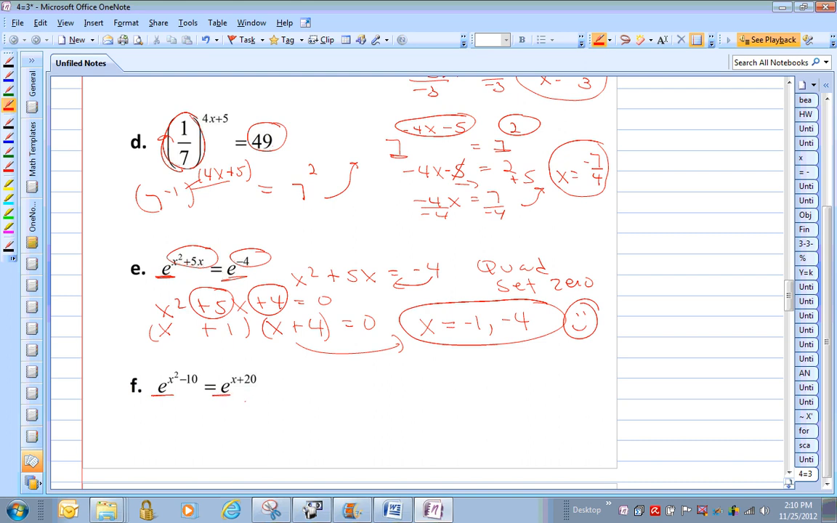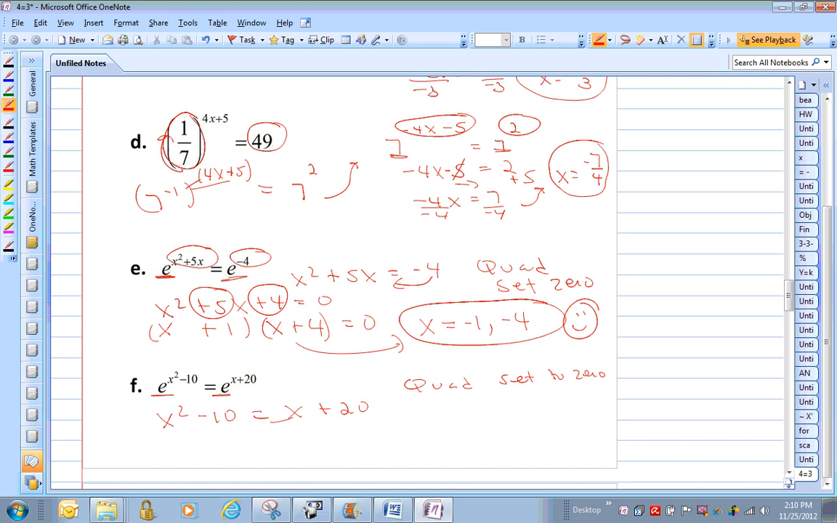All right, again, we're 1 to 1. So I have x squared minus 10 is equal to x plus 20. Again, I look like I'm going to be quadratic, so I need to move everything over and set equal to 0. So it is quadratic. I need to set to 0.